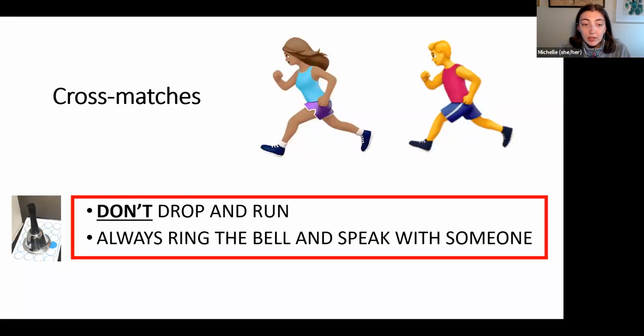With cross matches, if you've ordered a cross match, don't drop and run. Always ring the bell and speak with someone when you're submitting a sample for a cross match.